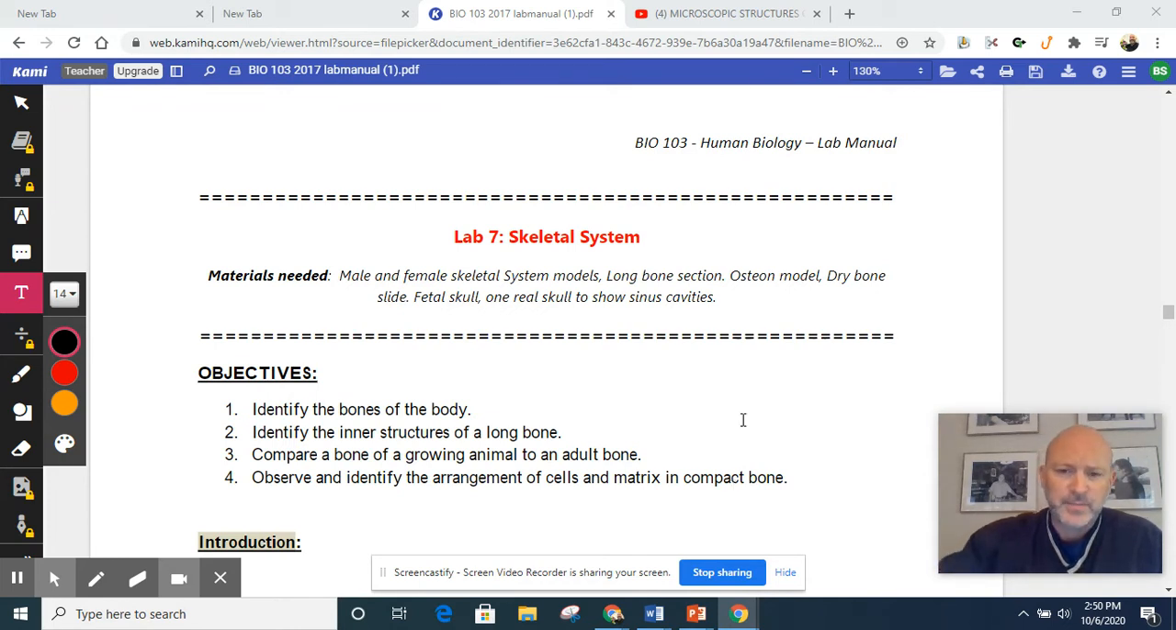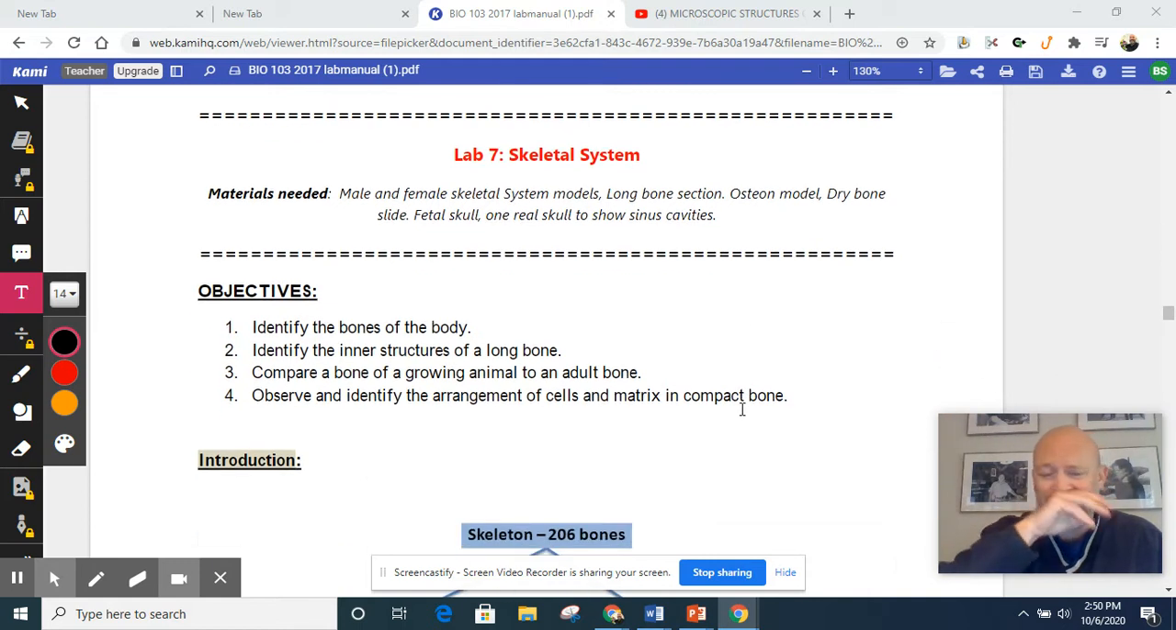look at the structural units inside the bones of compact bone. Those structural units are called Haversian systems or osteons. They call them both. So we'll look at both of these.